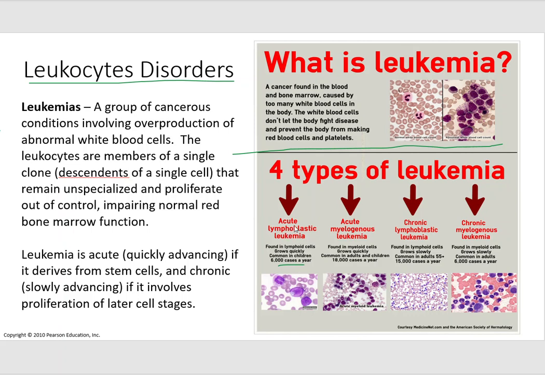That's also abbreviated ALL. AML, acute myelogenous leukemia. Myeloid stem cells, it's quick growing, that's why it's acute. Common in adults and children, 18,000 cases a year. And fortunately, they've got some good treatment for it. These used to be death sentences, guys. Leukemia meant get your will in order. You're not going to be here long. But they've got some good treatment modalities now to treat these guys.